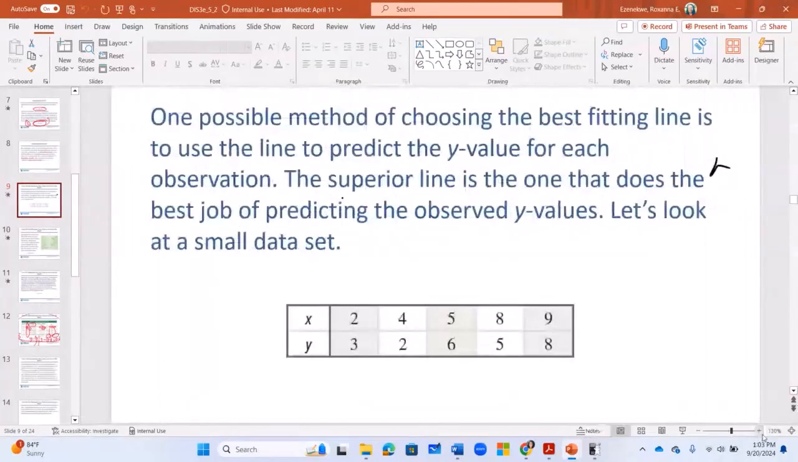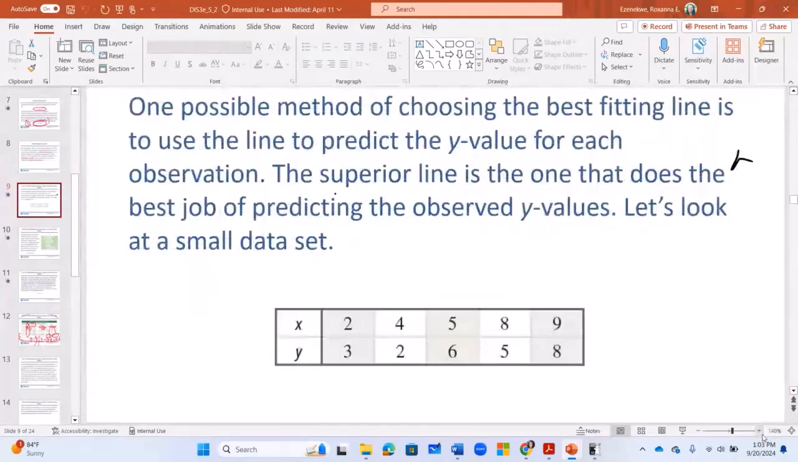So we're doing another example. Example 3. Find the linear regression equation, or find the line of best fit that fits the explanatory variable. The explanatory variable is X. The response variable is Y.